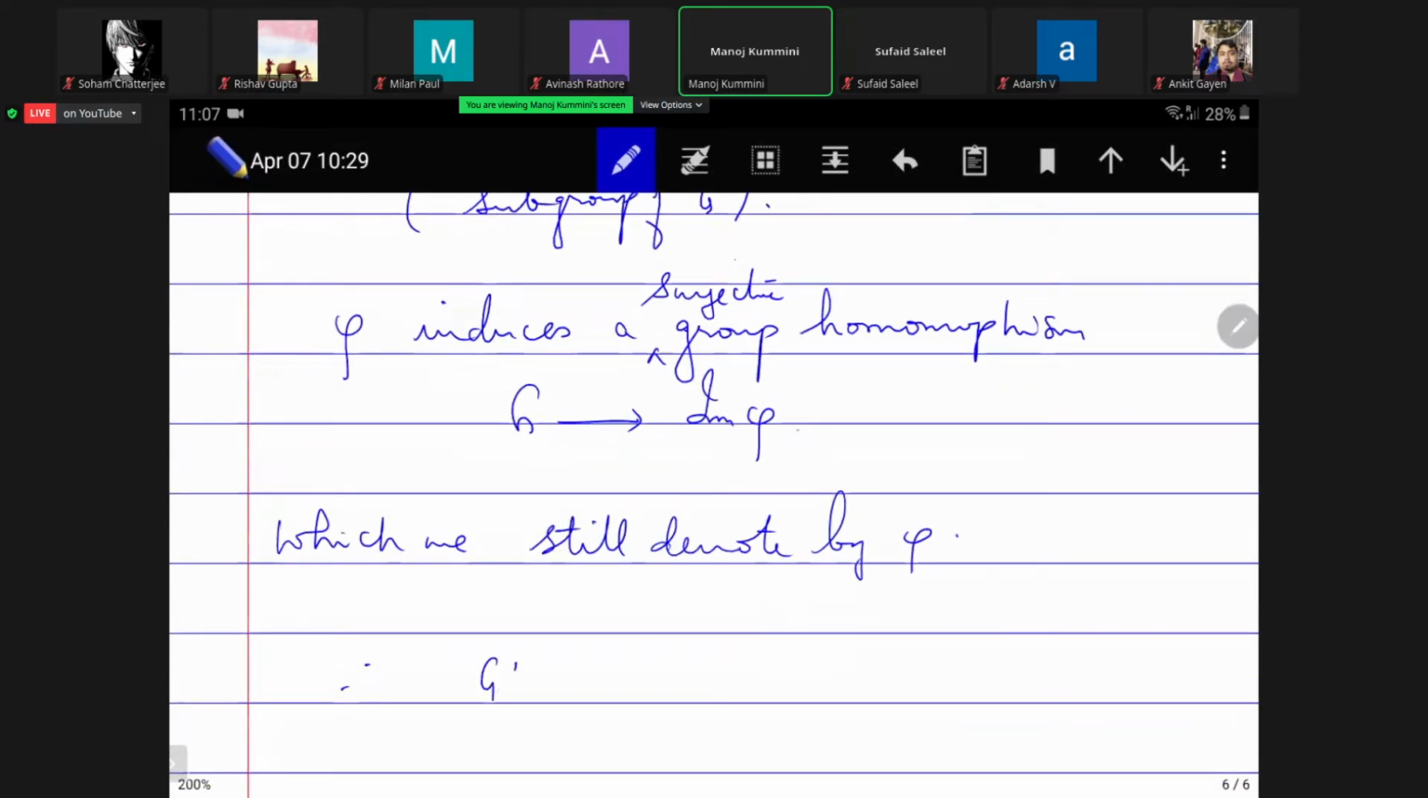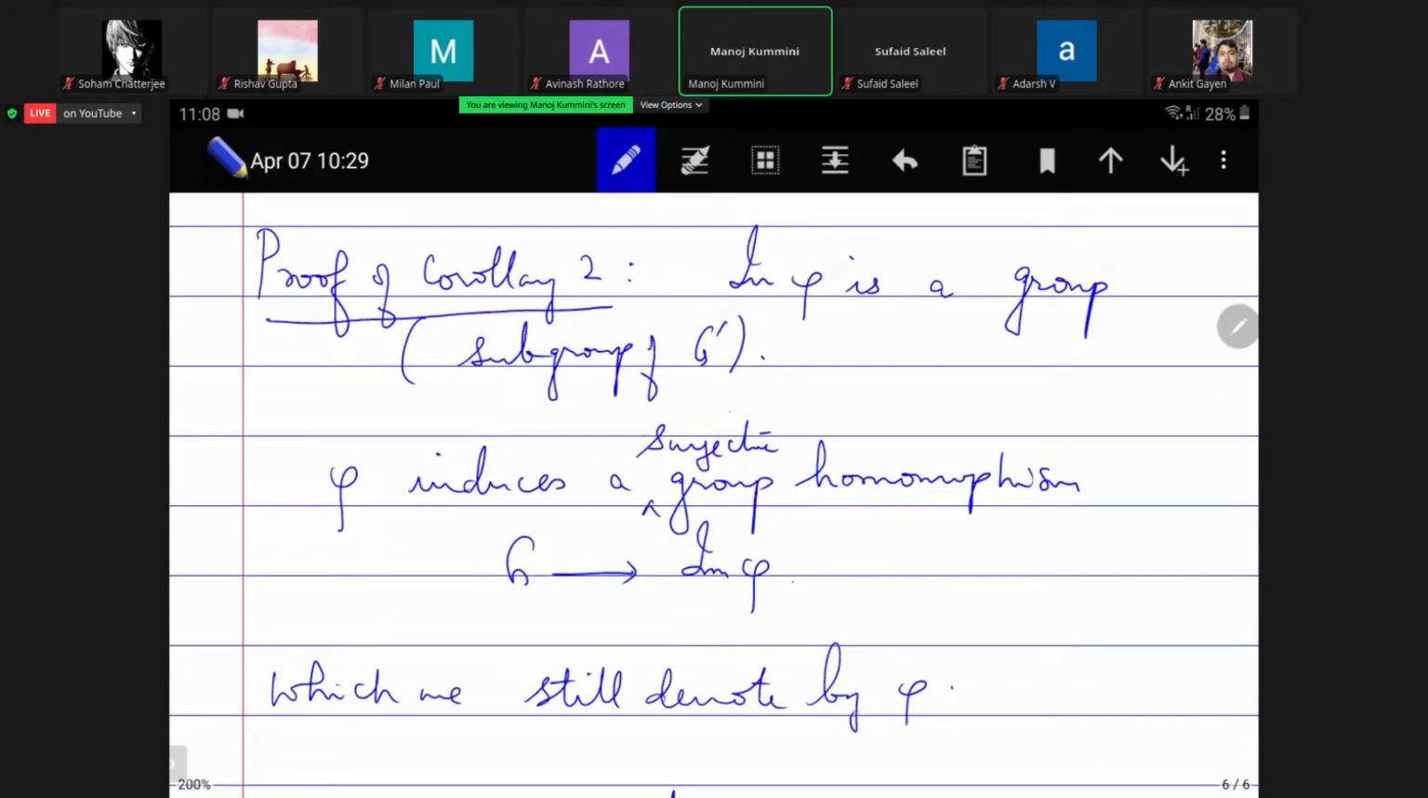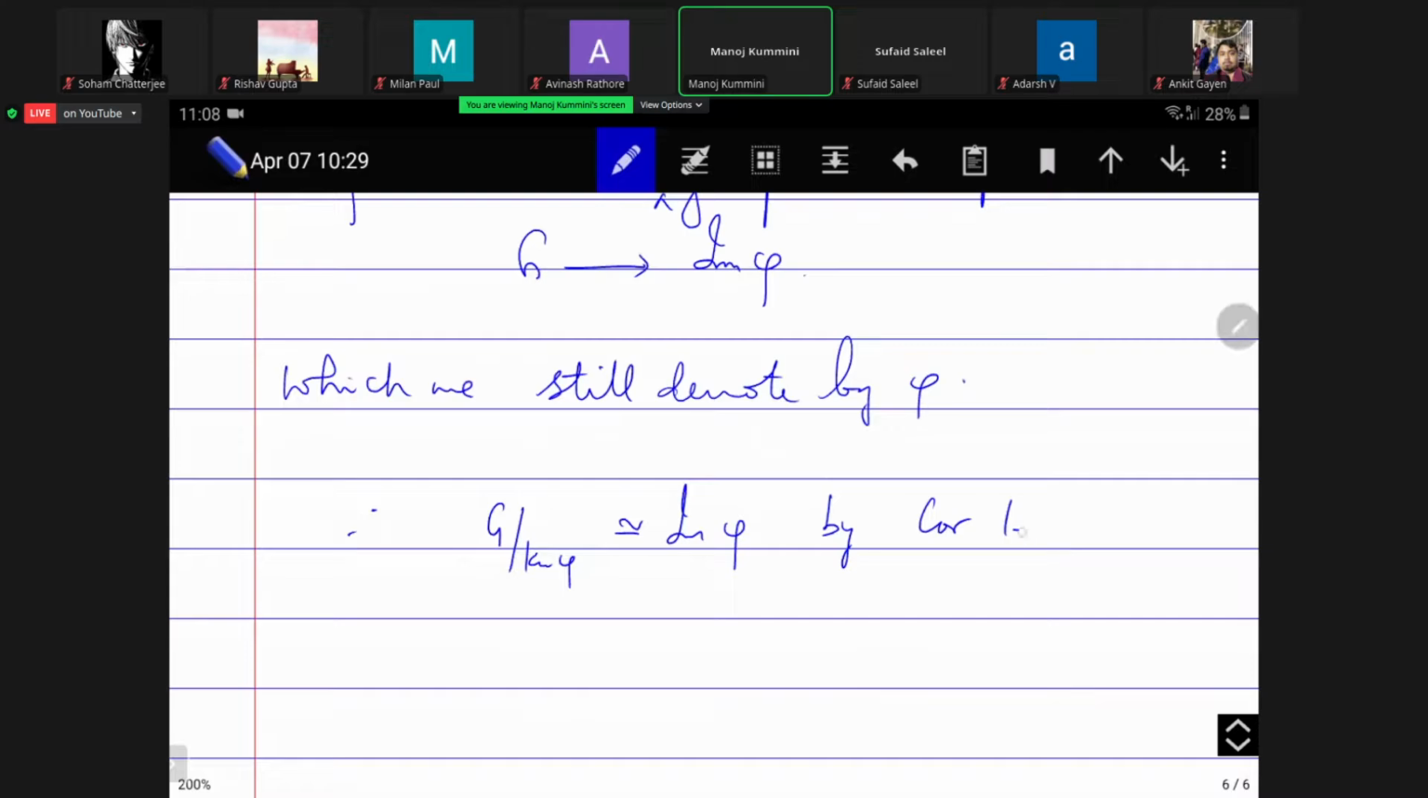Therefore, G mod kernel of phi is isomorphic to the image of phi by the corollary. Corollary 1 says that if you have a surjective group homomorphism, then the target is isomorphic to the source modulo the kernel, and here we have rewritten the given phi as a surjective group homomorphism onto the image. Therefore, it is isomorphic. So let me finish the proof here.